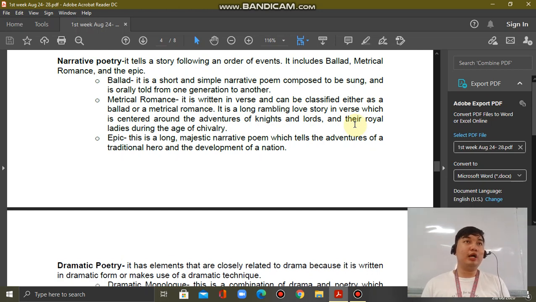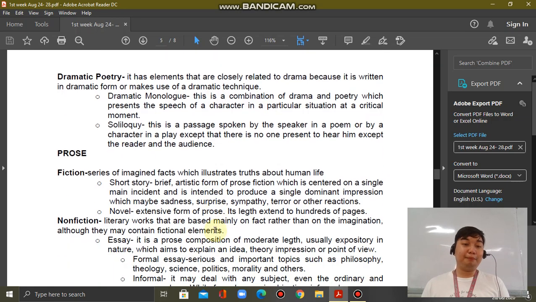And then you also have, here in the Philippines, Indarapatra and Sulayman, Hinilawod from the Visayas, and then Indarapatra and Sulayman is from Mindanao, and then you have Biag ni Lam-ang by Pedro Bucaneg from Ilocos. So epic tells about the adventure of a traditional hero, an archetypal hero, and then the development of a nation. Next is dramatic poetry.